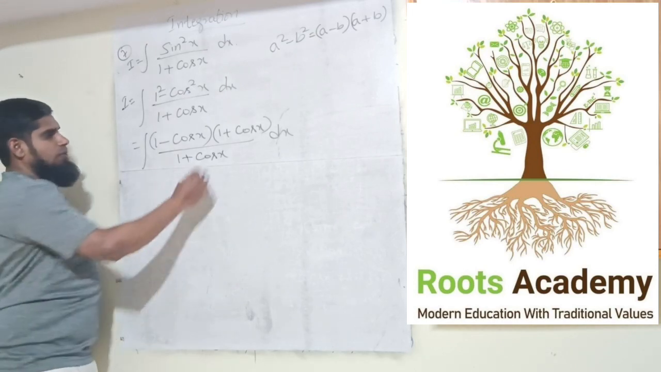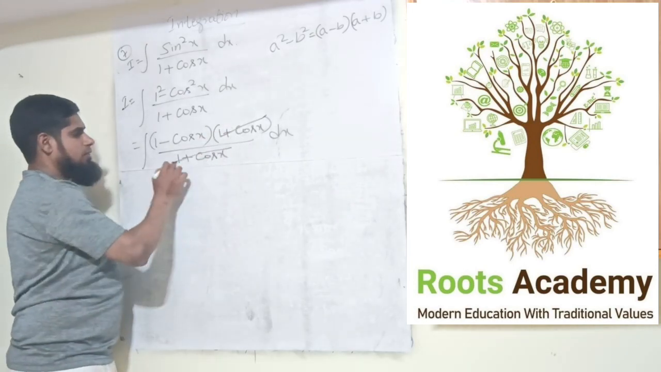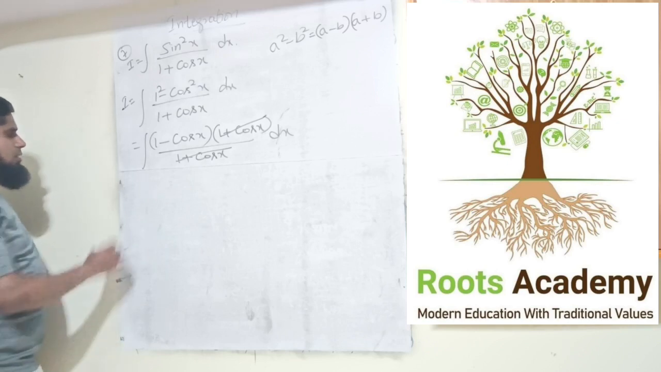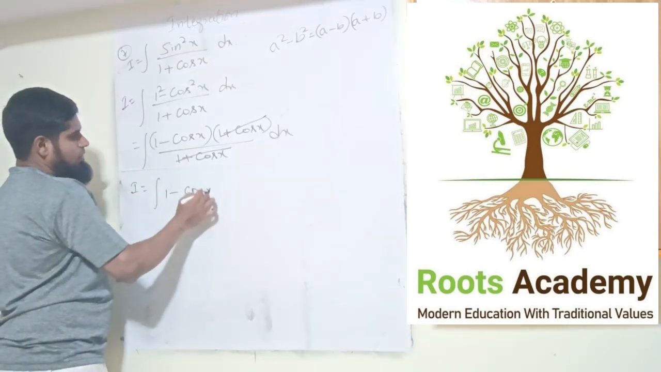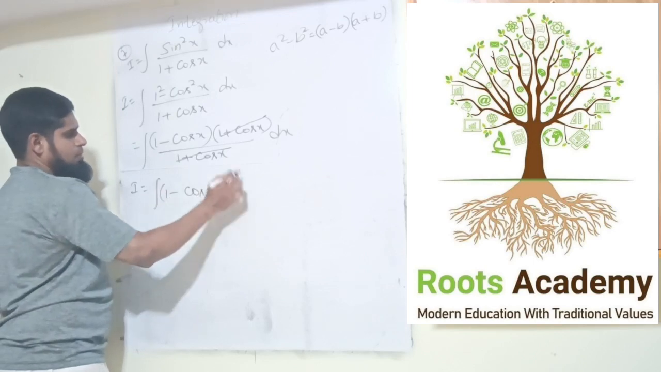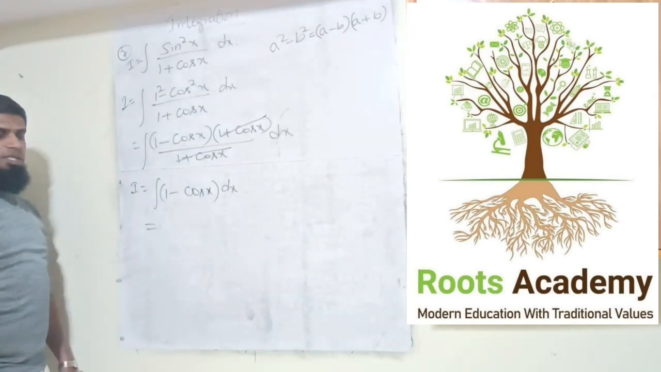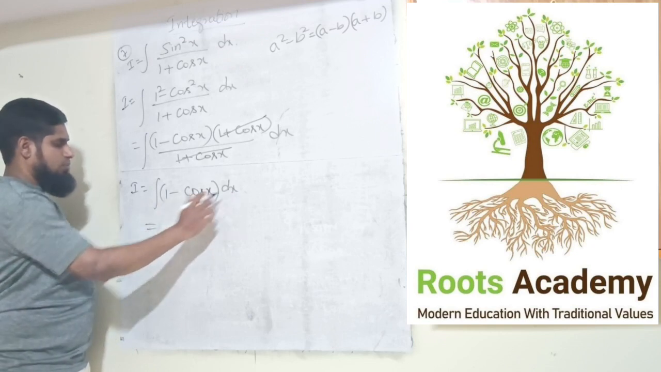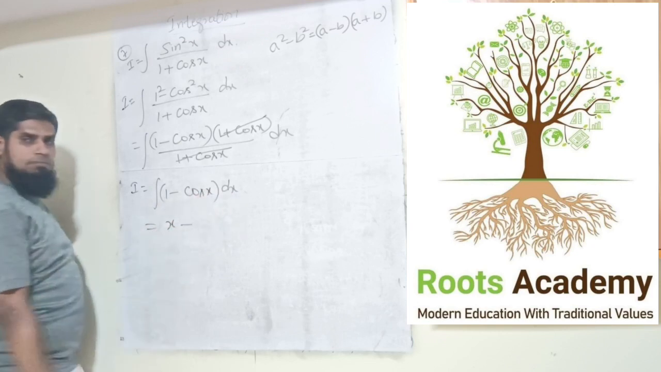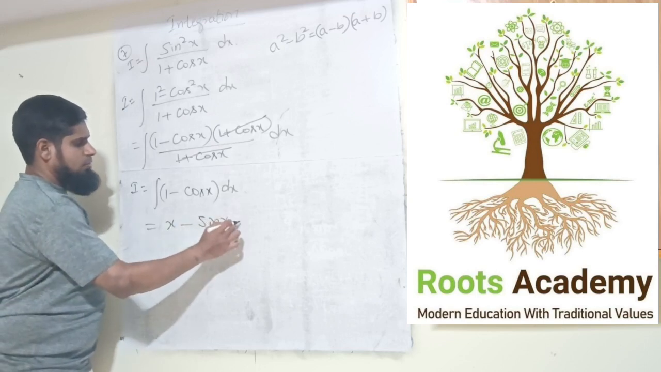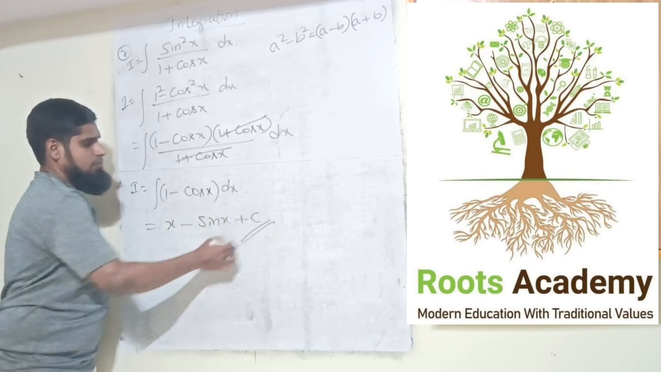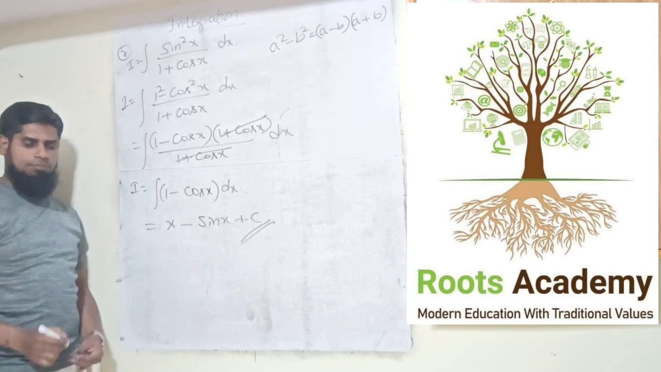Now numerator 1 plus cos x gets cancelled with denominator 1 plus cos x. The only left out thing is integral of 1 minus cos x dx. So its integration is integration of 1 with respect to x is x minus as it is integration of cos is sin x plus c. This is the answer.